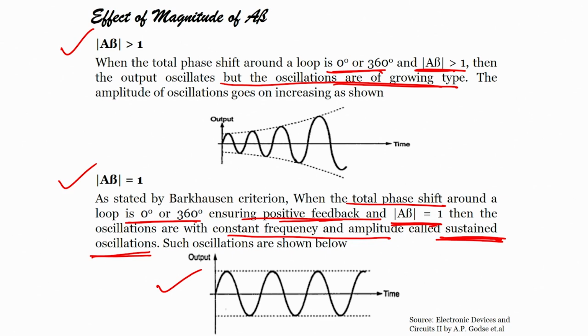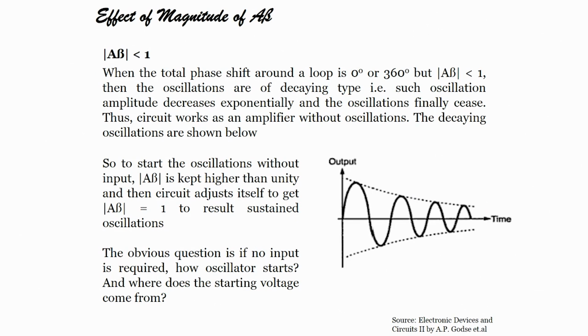Okay. Now, if I have the magnitude of A into beta less than 1, what will happen? When the total phase shift is 0 degree or 360 degree, but A beta is less than 1, then the oscillations are of the decaying type. The oscillation amplitude decreases exponentially and the oscillation finally ceases. You see, the oscillations are decreasing, they are decaying, and finally they will die out.